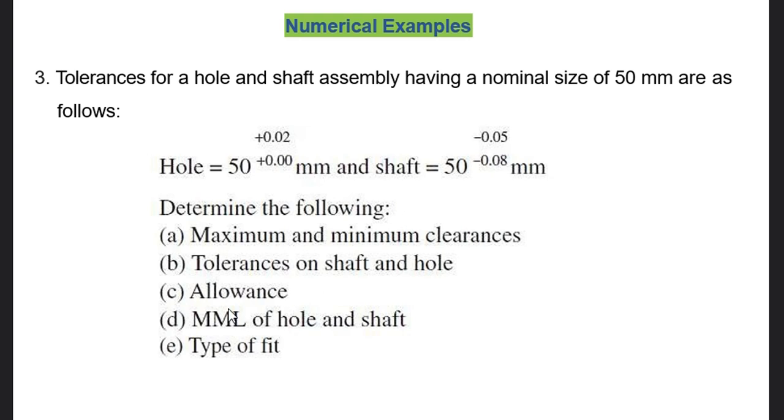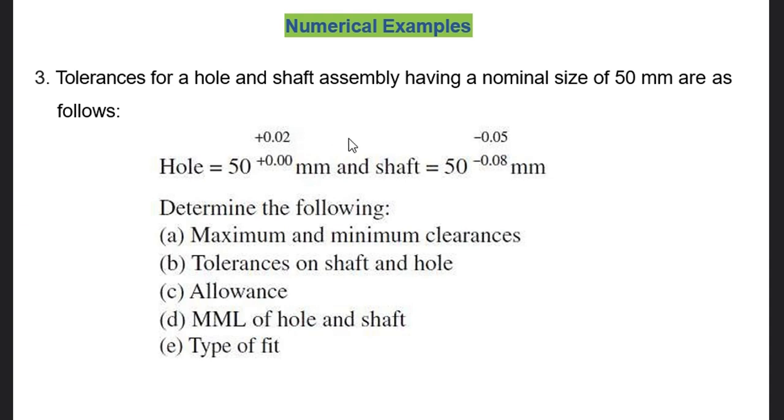Okay, allowance. What is allowance? Allowance is nothing but the difference between the uppermost size of the component minus the lowermost size. So if I ask you to calculate allowance on hole, it will be 50.02 minus 50.00, because 50.02 is your upper limit of the hole and 50 is your lower limit. So 50.02 minus 50 gives you allowance of 0.02.